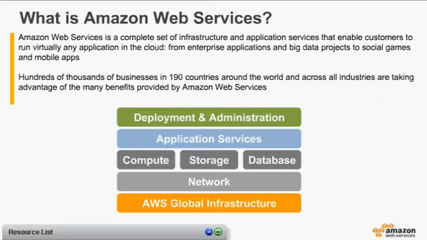When you look at Amazon Web Services, it's really a collection of core capabilities that enable hundreds of thousands of customers across 190 countries to run their applications on our cloud. The core of our services are really in the compute, storage, and database area. On top of that, we provide a set of application services, the ability to deploy and administer them effectively. Underneath that is tied to network services, and then sitting on our AWS Global Infrastructure.